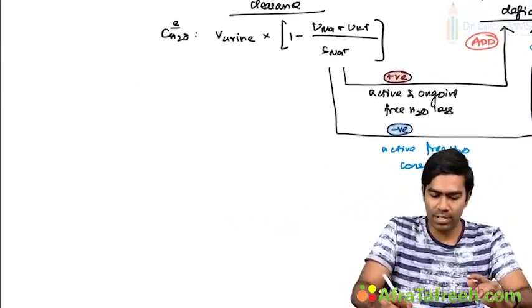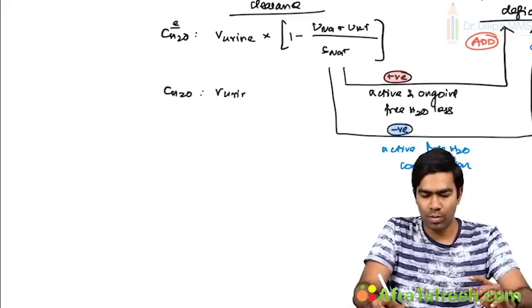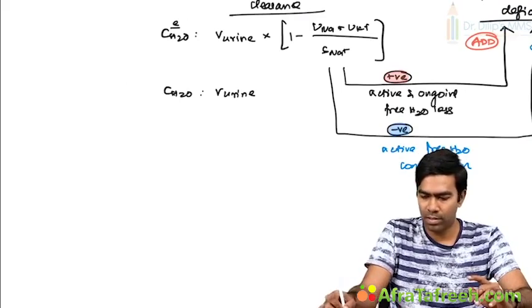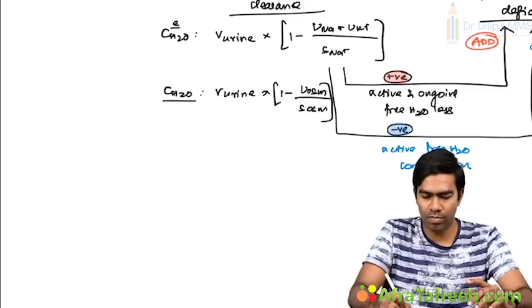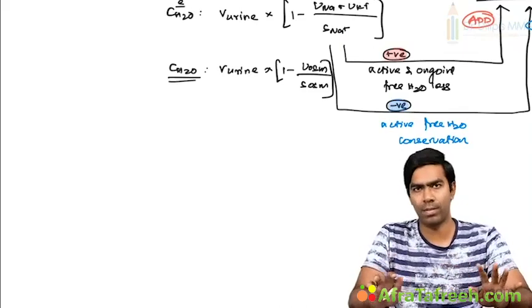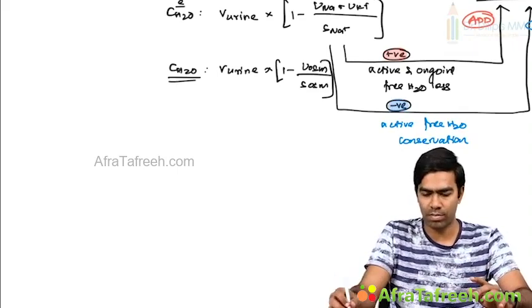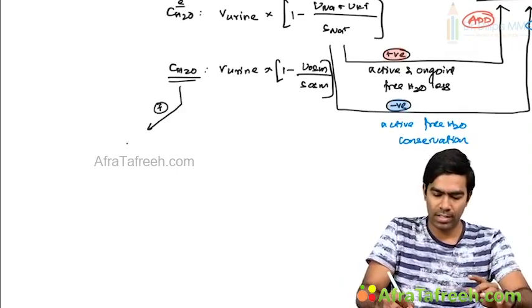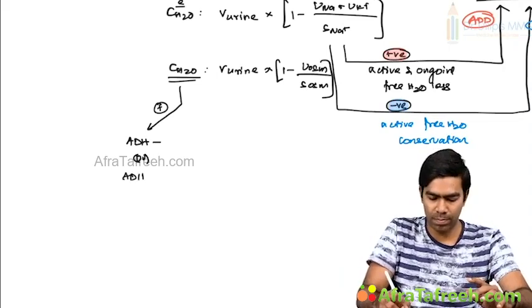But previously you would have studied something called the simple free water clearance, for which the formula is volume of the urine multiplied by 1 minus urine osmolality by serum osmolality. This is the formula given for free water clearance in general, but this formula is not useful for hypernatremia. The application is, if the free water clearance is positive, it indicates ADH is absent or ADH is present but ineffective.